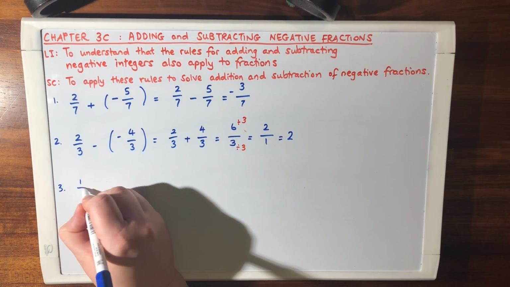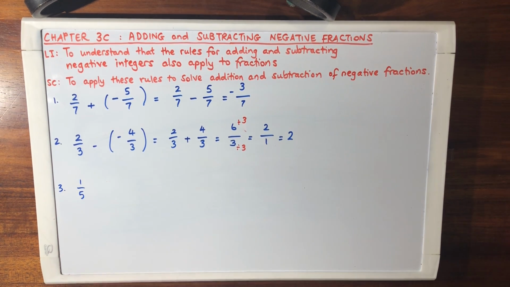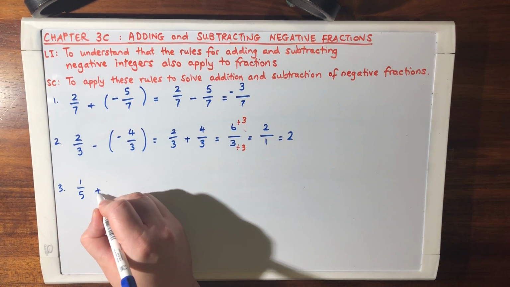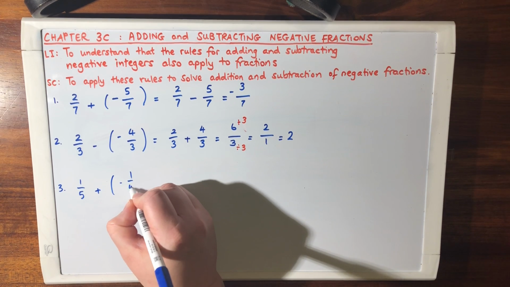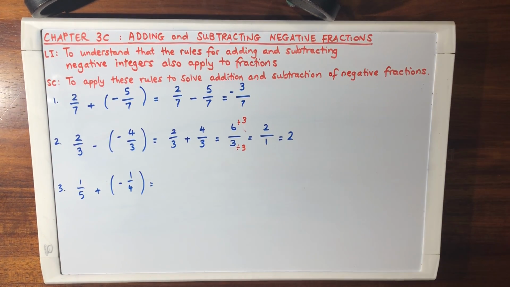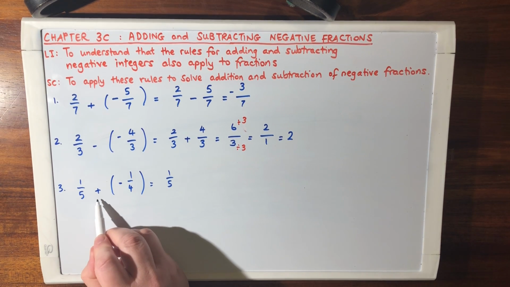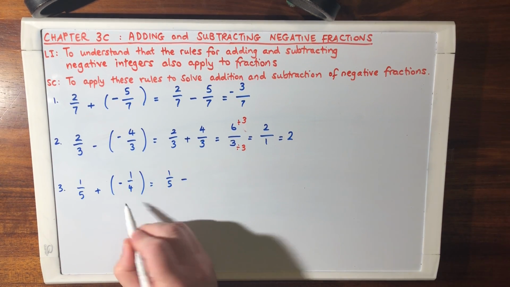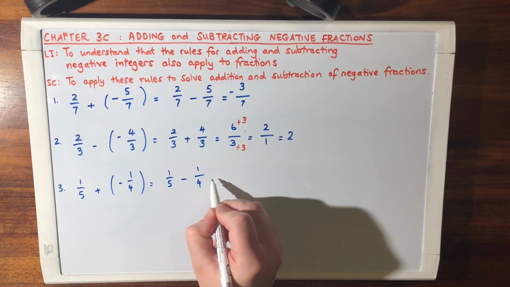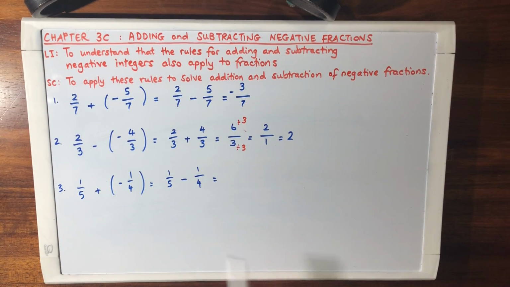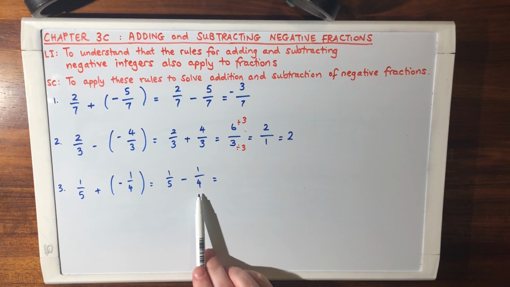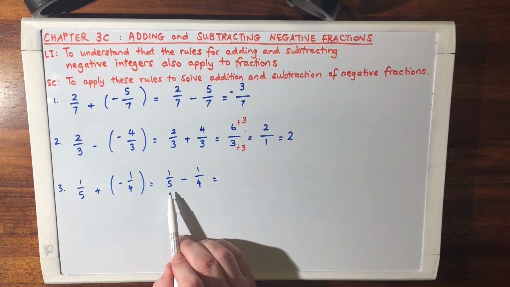Another example, 1/5 plus -1/4. Okay. Well, now we can change the addition to a subtraction. The opposite of -1/4 is +1/4. Can we go ahead and take away these two fractions from each other? No, we may need to make sure that our denominators are the same. Let's look at making sure that they are.